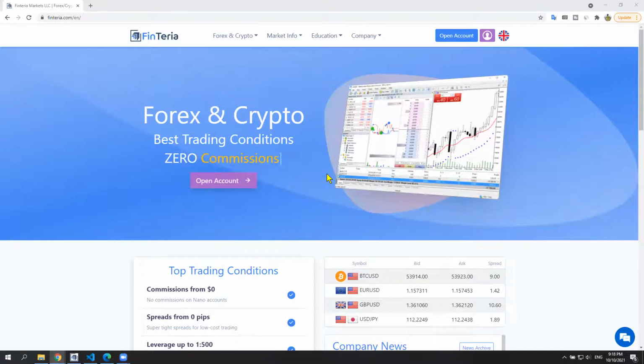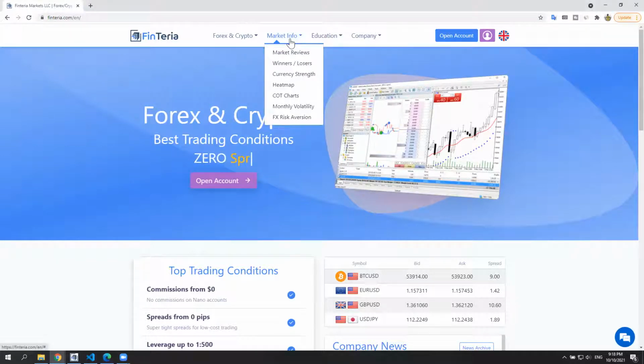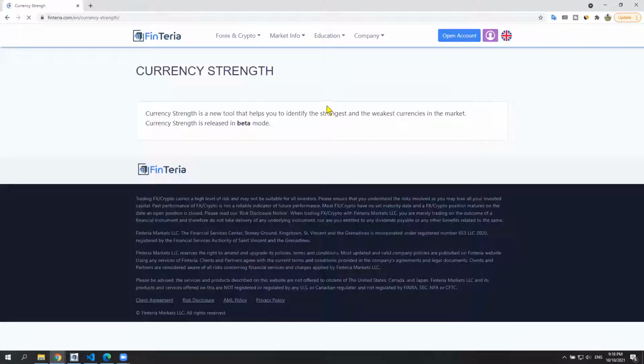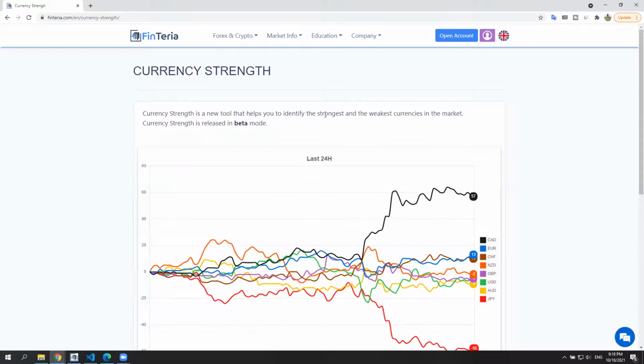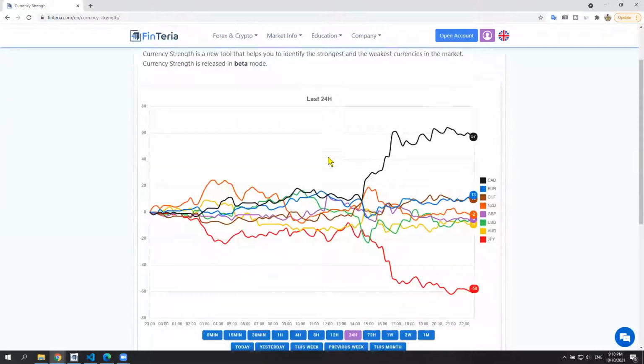Hi everyone, I have great news for you. We have launched a new tool on the website, Currency Strength. You can find it under the section Market Info. It's a great tool that helps you to identify the strongest and the weakest currencies in the market.